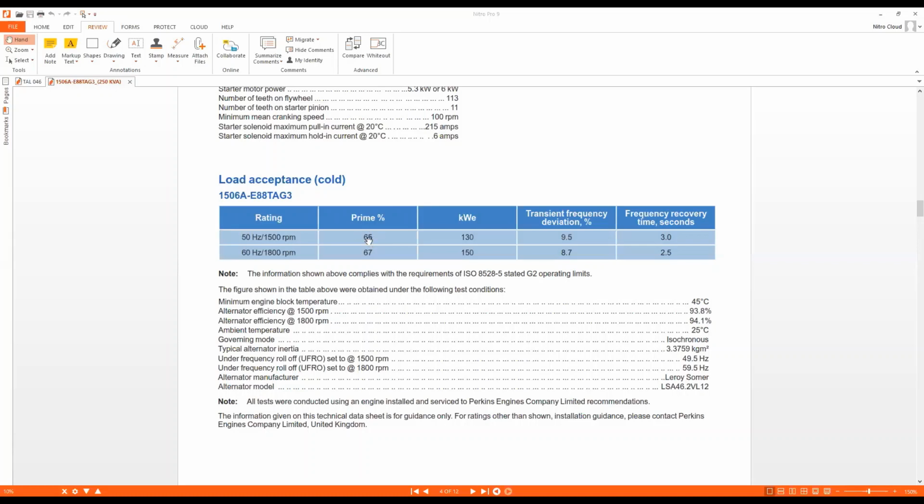Can it exceed this 65%? Yes, it can, but we will not remain within the limits of G2. So I can apply, let's say, 70% of my genset rating in a single step. But my transient frequency deviation will increase, will go over 10%, which means I'm out of class G2. Is this clear?